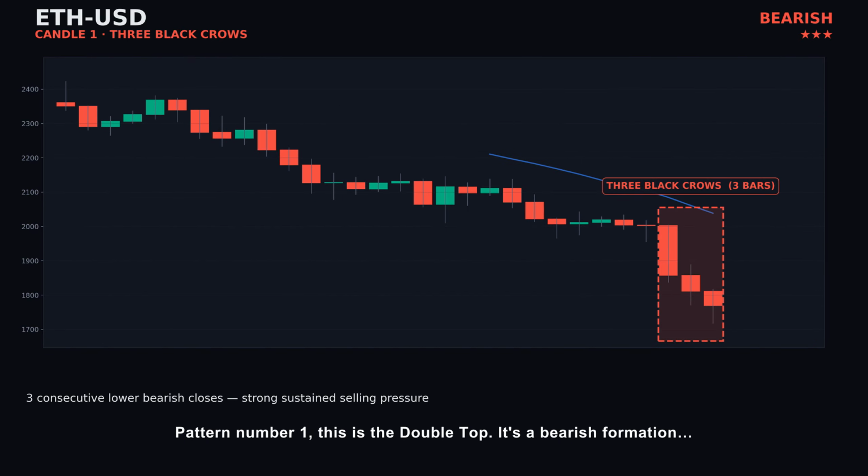Candle signal number 1. A three black crows just formed on the last 3 candles. See the dashed box on the chart? That's where it printed. It's a bearish read with 3 out of 3 strength. Three consecutive lower bearish closes. Strong, sustained selling pressure. What you want to see next is follow through on the very next bar. That's the confirmation that turns a signal into a trade.